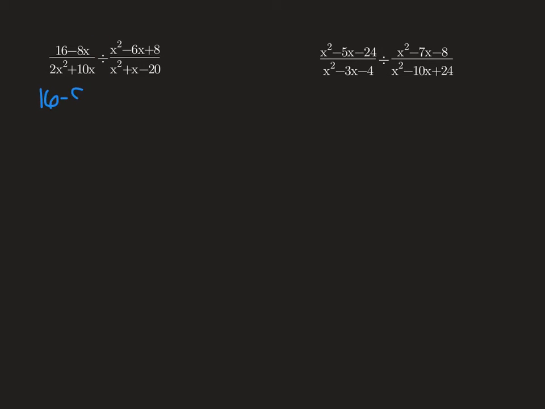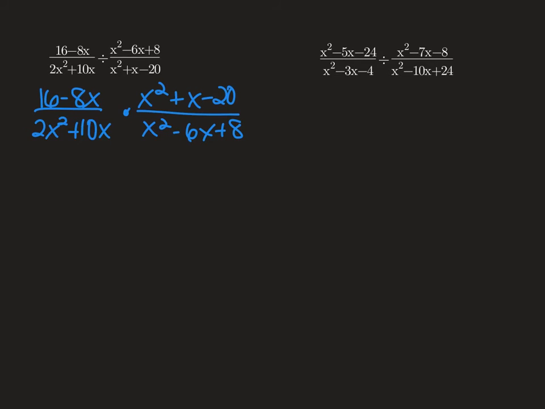So I get (16 minus 8x) over (2x squared plus 10x), times (x squared plus x minus 20) over (x squared minus 6x plus 8). Okay, so now I'm going to begin my factoring.